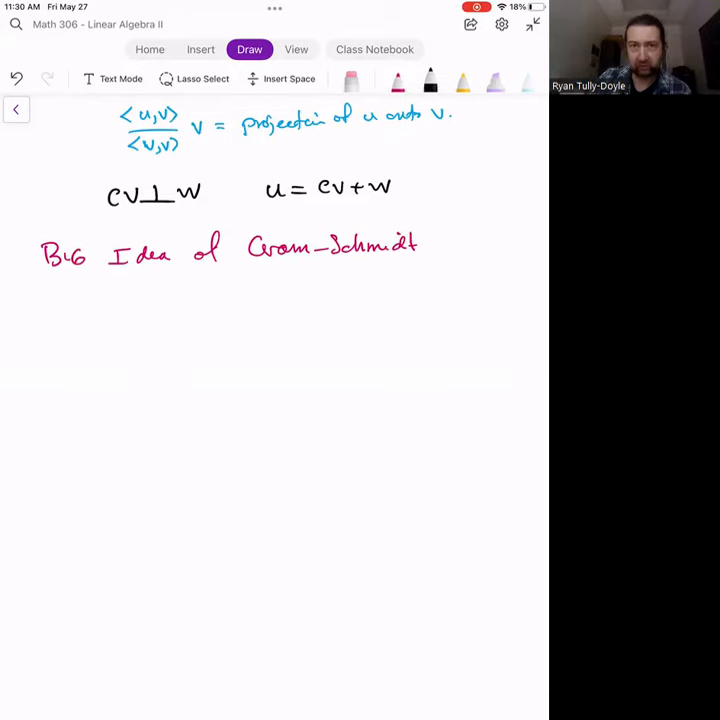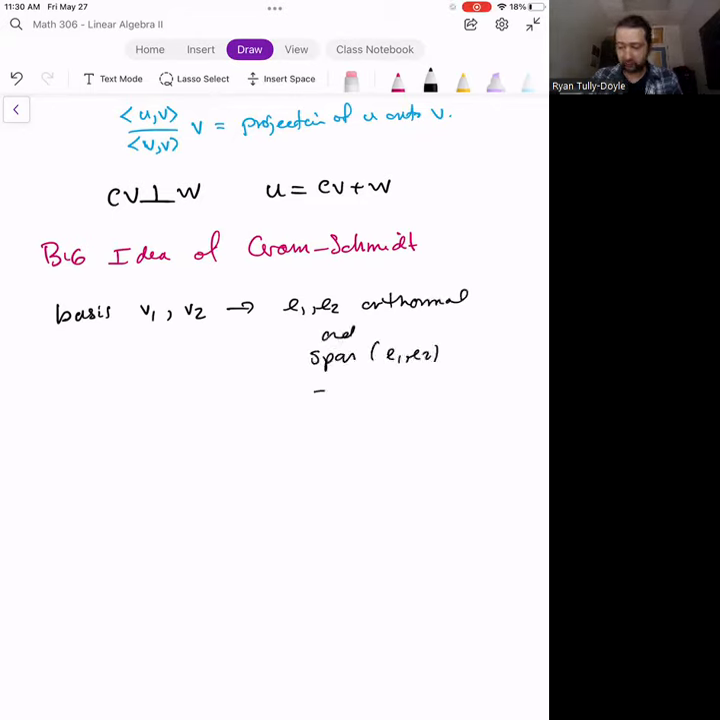Suppose that you're given a basis for some vector space. Say it's a vector subspace built out of two vectors. So you have a basis, v1 and v2. And what you would really like to do here is take v1 and v2 and produce vectors e1 and e2 that are orthonormal, and the span of e1 and e2 is equal to the span of v1 and v2. This is sort of our objective. I want to get orthonormal vectors out of v1 and v2 that have the same span. So it's a basis for the same space is the idea.